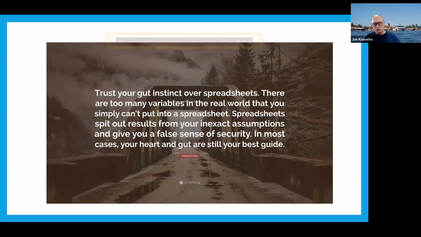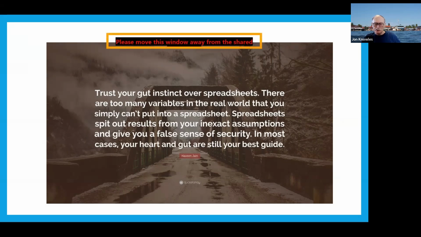Another thought: trust your gut instinct over spreadsheets. There are too many variables in the real world that you simply can't put into a spreadsheet. Spreadsheets spit out results from your inexact assumptions and give you a false sense of security. In most cases, your heart and the gut are still your best guide. Well, I'm sure we can relate to that as remote viewers, trusting our body and our gut, but spreadsheets are very important to get data so that you can find out if your results are good or not.